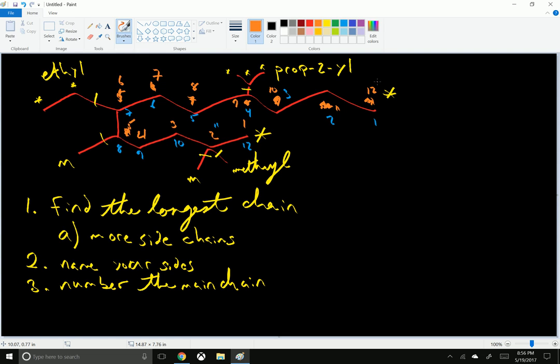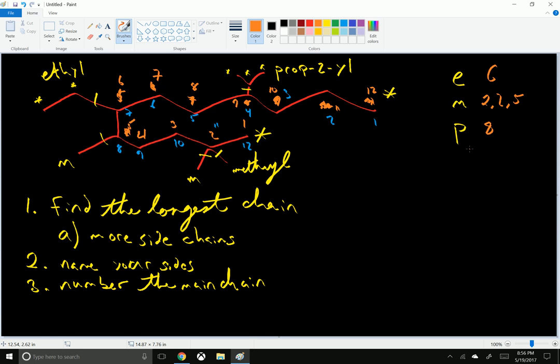So, now we list our side chains in alphabetical order. So we have our ethyl and our 3 methyl groups, and then we have our propyl group. Now, looking at our orange numbering, our ethyl group is at number 6. Our methyl groups are at 2, 2, and 5. So 2, 2, 5. And then our propyl group is at number 8.